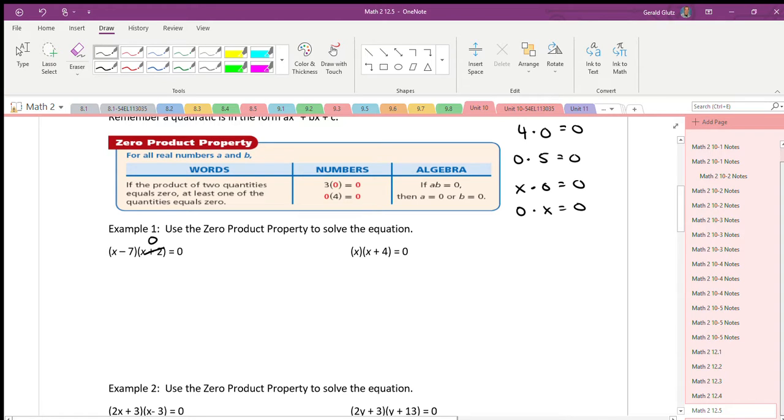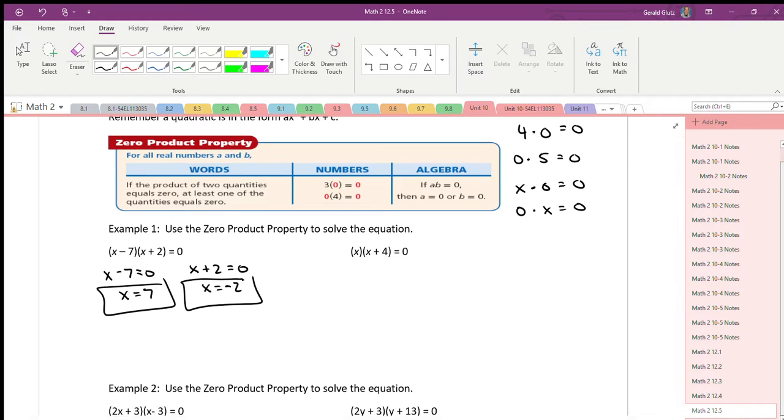So basically what we have to do is figure out what x can equal to make x minus 7 equal to 0, and then what x can equal to make x plus 2 equal to 0. So I'm taking the two factors that I have, setting them equal to 0. If I add 7 to both sides, I get x equals 7. If I subtract 2, I get x equals negative 2. And those, in fact, are your two answers. So x equals 7, or x equals negative 2.